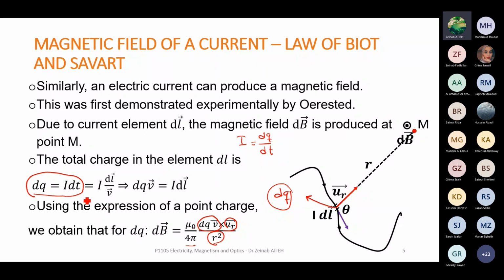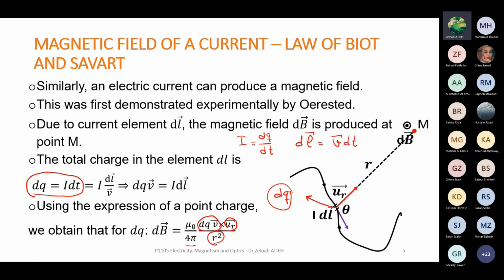We can write dt, or we can write dl vector equals v dt. What is dl vector? dl vector is a small, infinitesimal portion tangent to the direction of the wire, a small current element. Meaning that dq, when its speed is v, will move a distance dl. dl is drawn tangent to the wire.